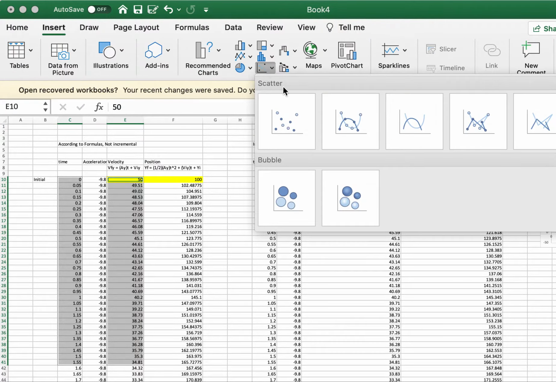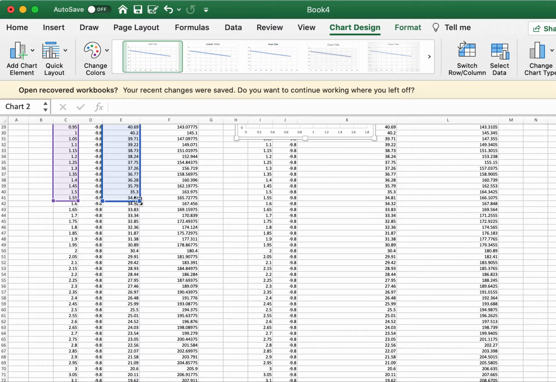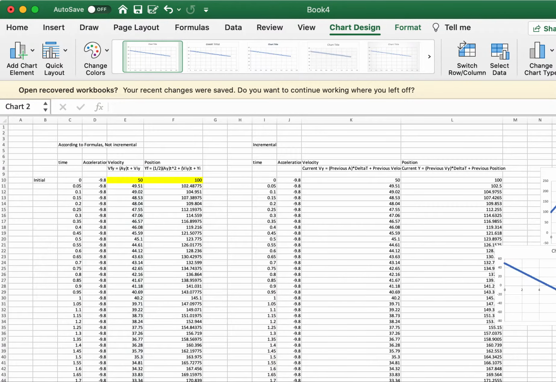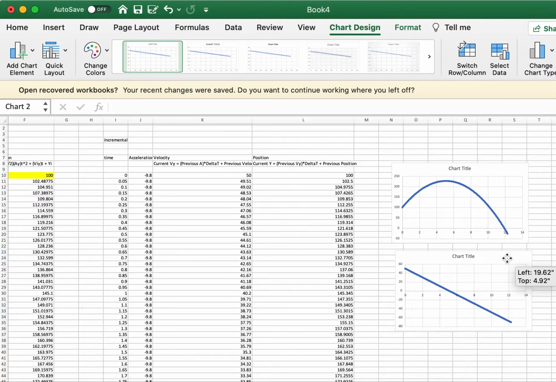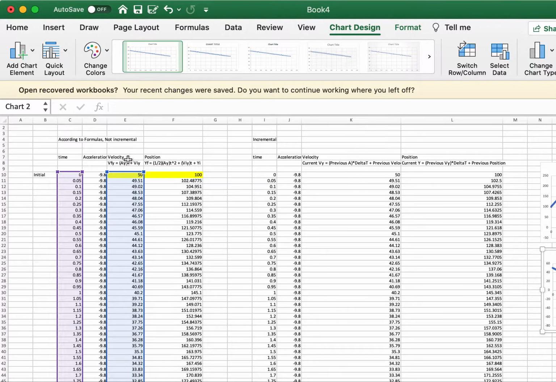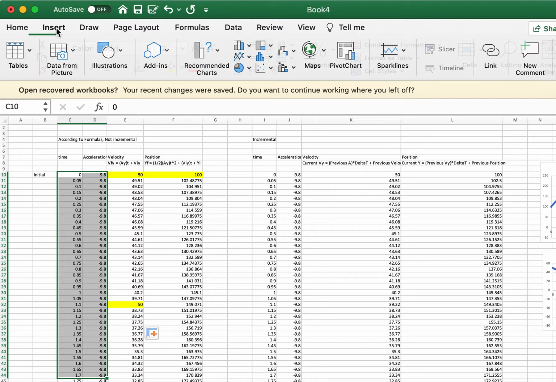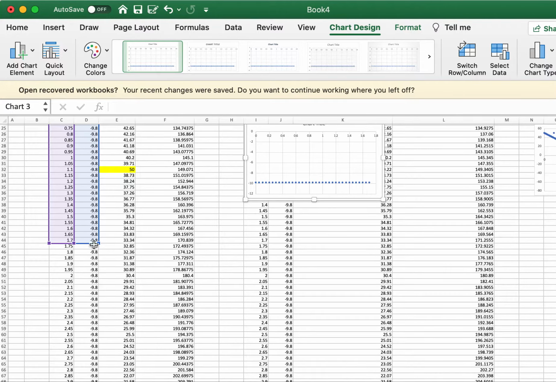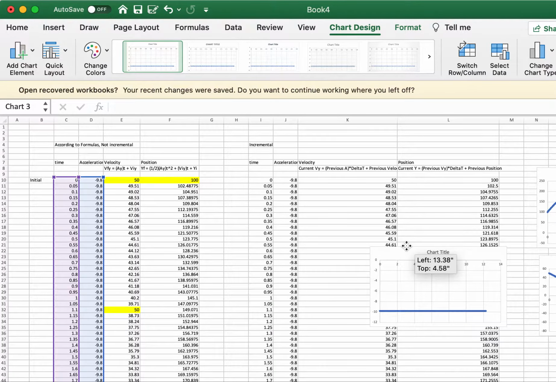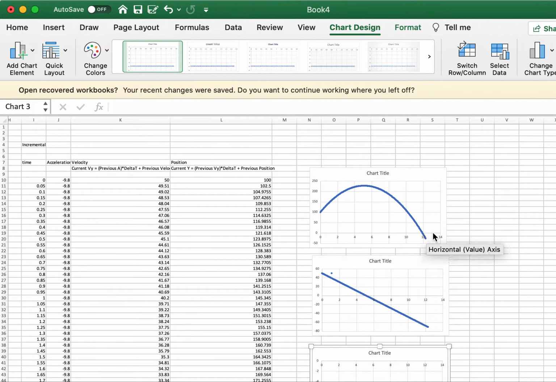Insert scatter plot. Okay, that's pretty cool there. We can go ahead and just put our velocity graph right under our position graph, line them up. That's awesome. And you want one more, acceleration. Grab those. All right, just what we expected.